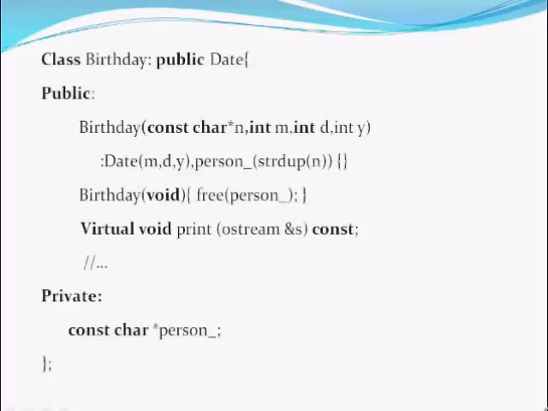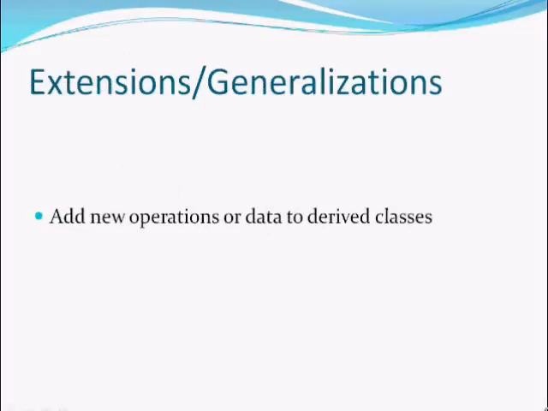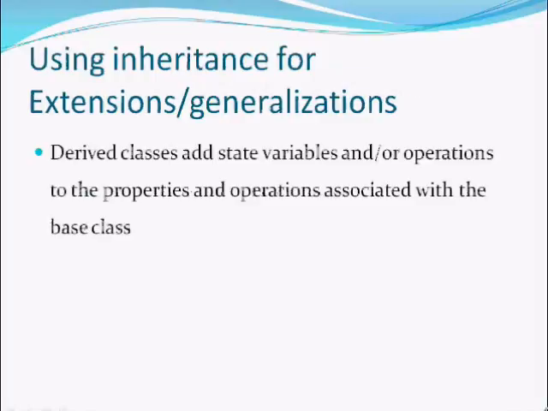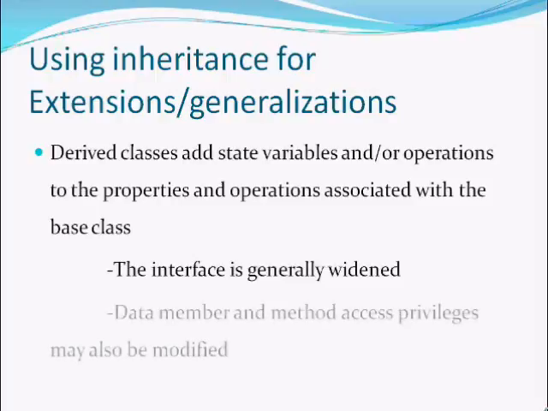Now we will look at extensions and generalizations. Add new operations or data to derived classes. Using inheritance for extensions and generalizations, derived classes add state variables and/or operations to the properties and operations associated with the base class. The interface is generally widened. Data member and method access privileges may also be modified.